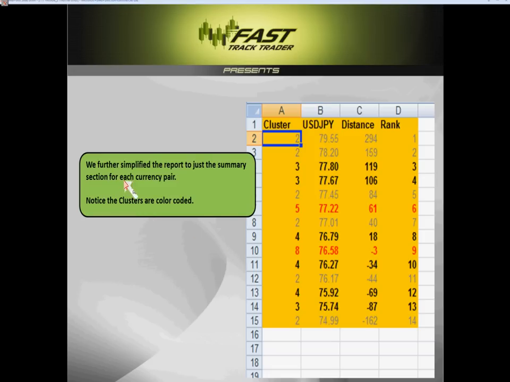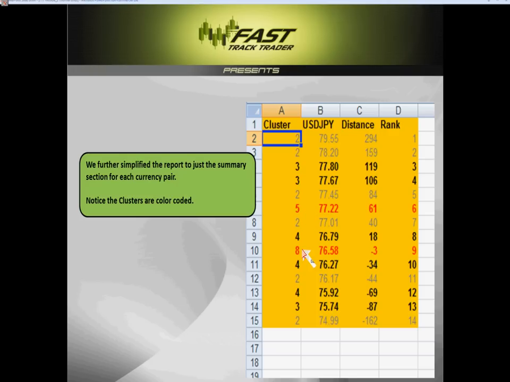So here's what we did. We further simplified the report to just the summary section for each currency pair. Notice the clusters are color-coded to match what I've just shared with you. Gray is 2. Black is 3s or 4s. Red is 5 and above. And look, the yen has got an 8 and a 5.